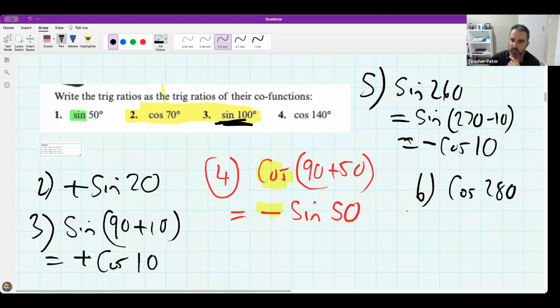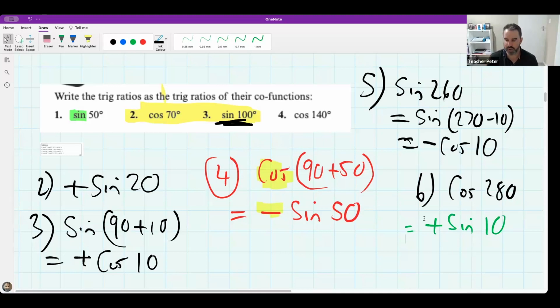And then what about 6? Now, I suppose I could say, look, it's 10 degrees away. Is cos positive or negative in quadrant 4? It's positive. I know I need to change from cos to sine because it's a co-ratio. And how far away is it? It's 10 degrees away. So that would be the really quick way to do it. Maybe plus sine 10.